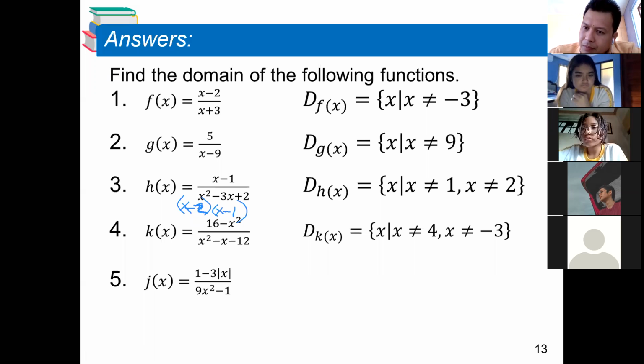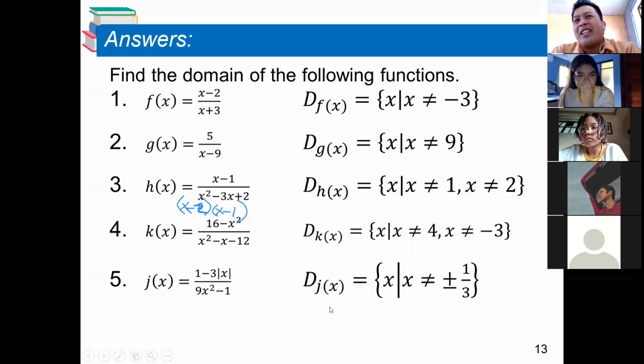The domain of function j of x is the set of x such that x is not equal to positive and negative 1/3. Very good. Positive and negative 1/3. So you can combine the two values if they are the same except for their sign, and write them together. Okay? Positive and negative 1/3. So now, any questions? Do we have any questions here?